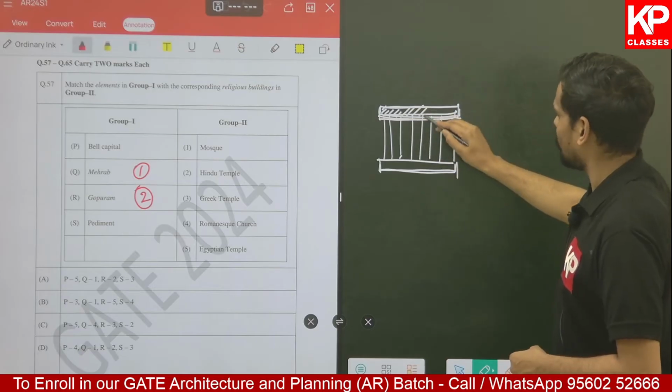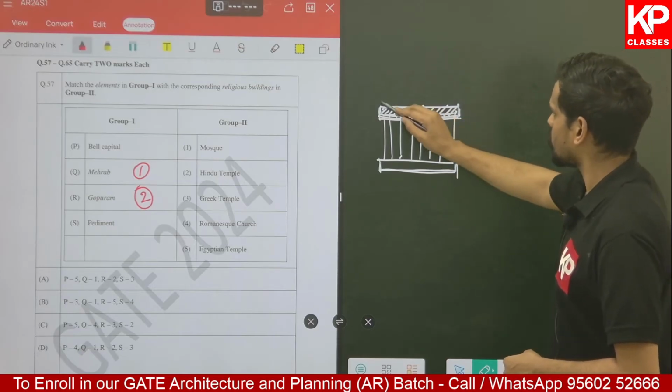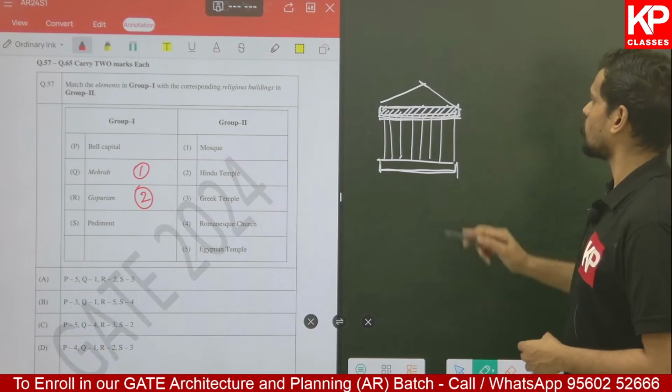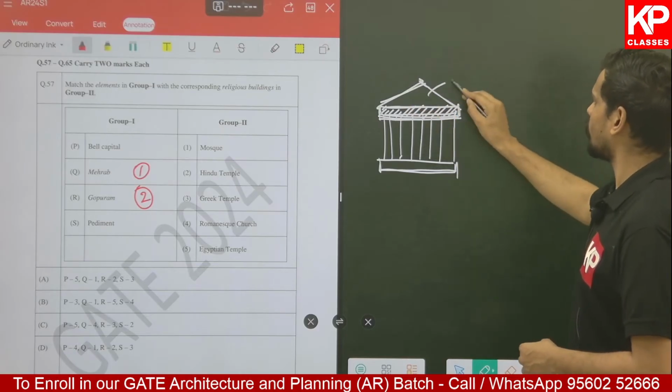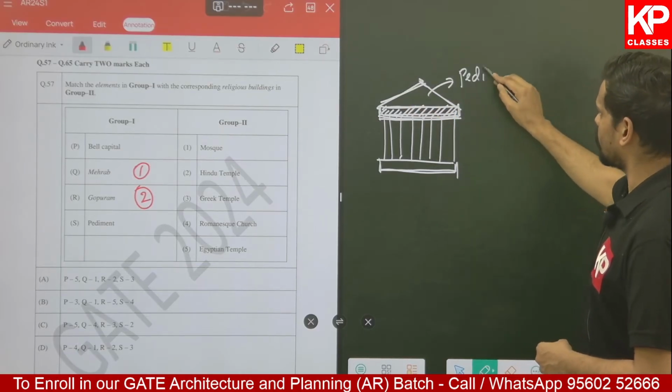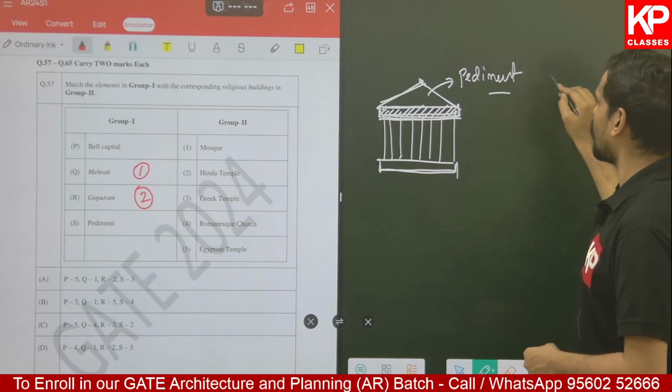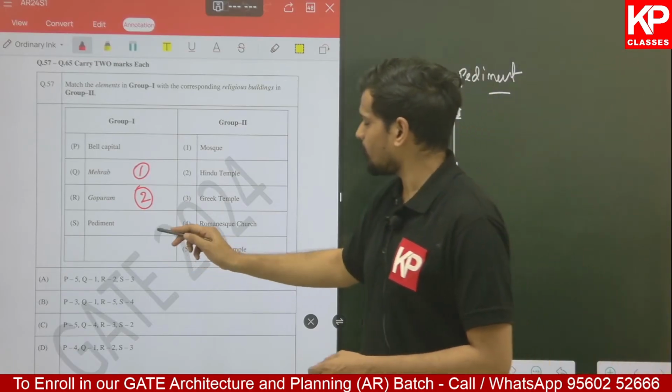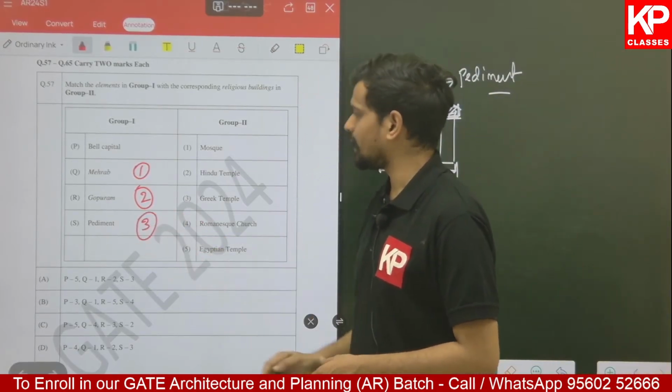the architrave. All these together is called entablature. Then you have a triangular part on top of it. That triangular part of a Greek temple is called the pediment. So that's what pediment in history of architecture is. So pediment is a part of the Greek temple, so it will be 3 for this.